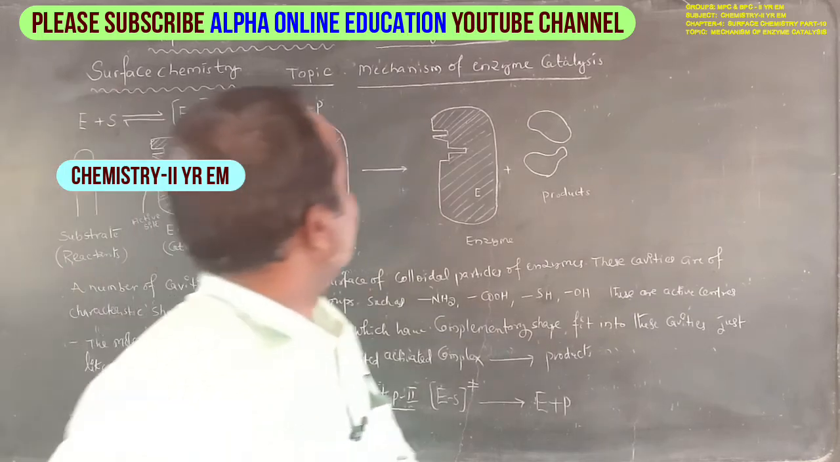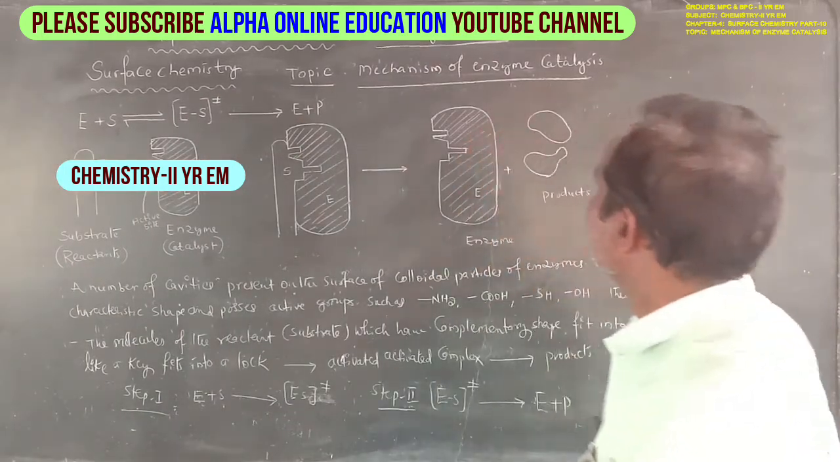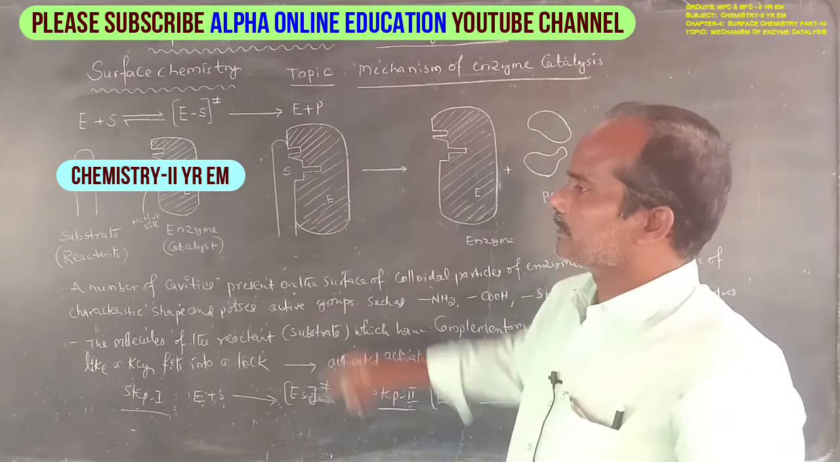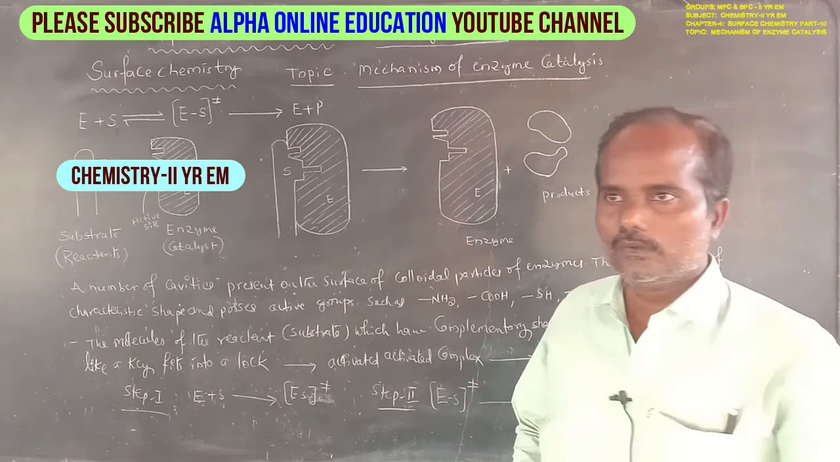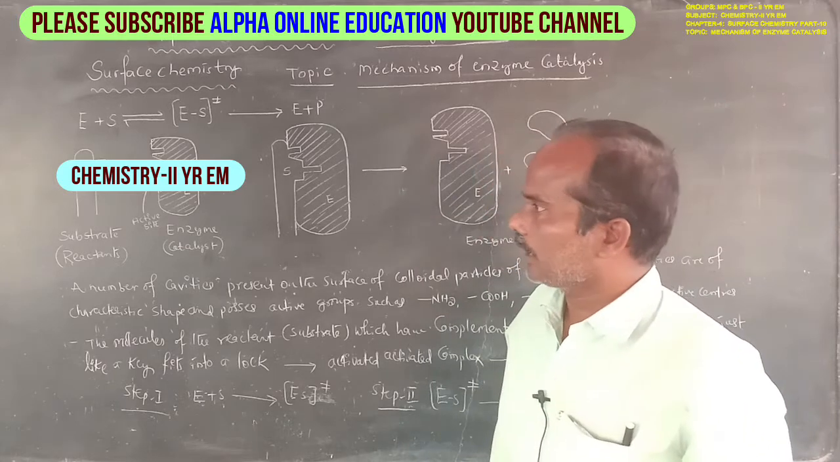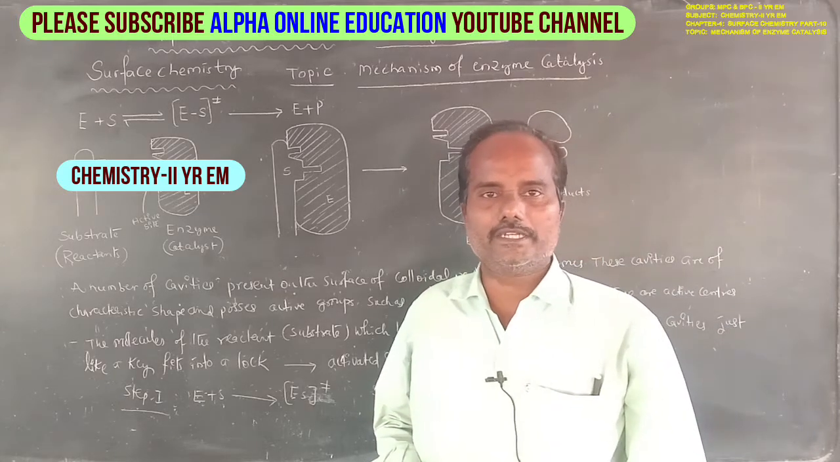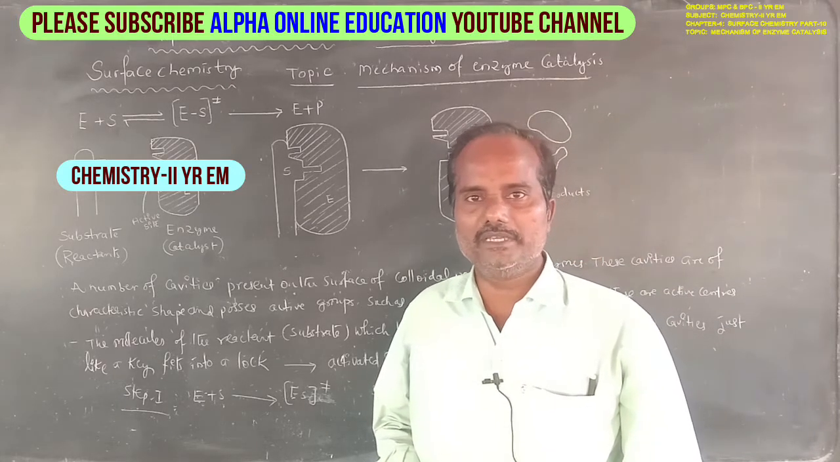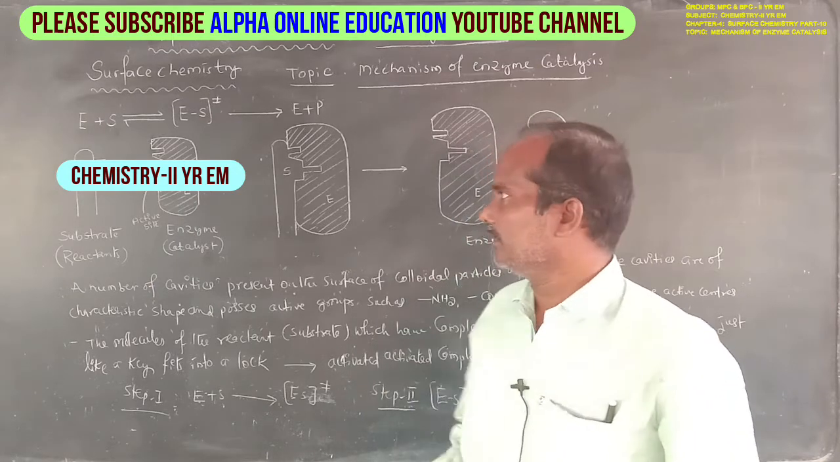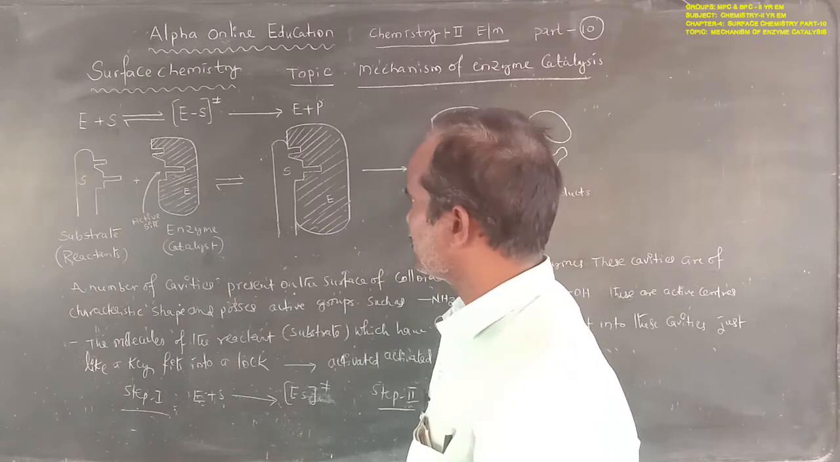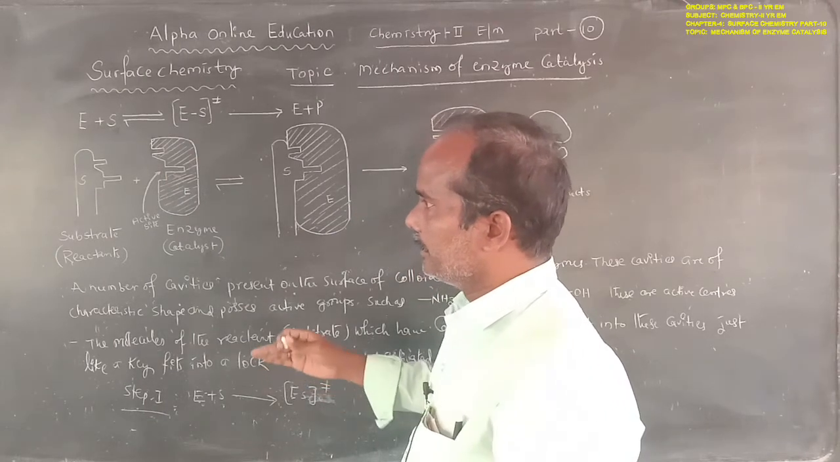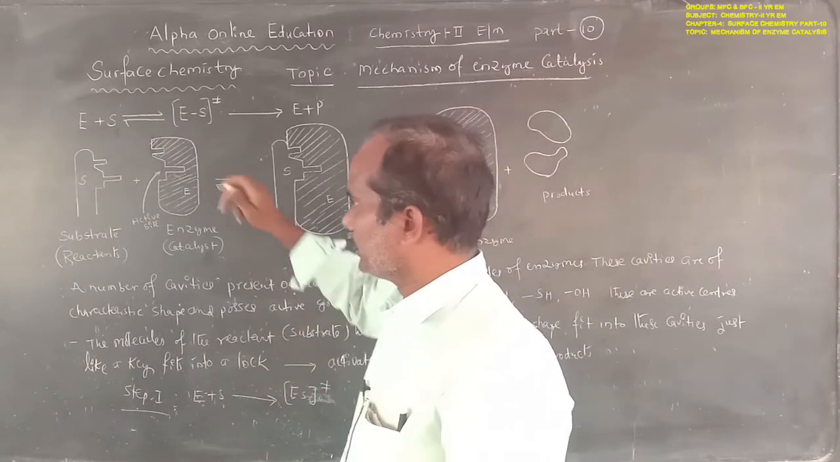So good morning. Chemistry, second year, English medium. The unit is surface chemistry, and the topic is the mechanism of enzyme catalysis. How are enzyme catalyzed reactions taking place in living beings? Let's see the mechanism. Enzyme catalyzed reactions are carried out in two steps.